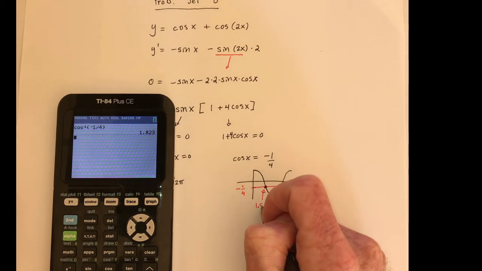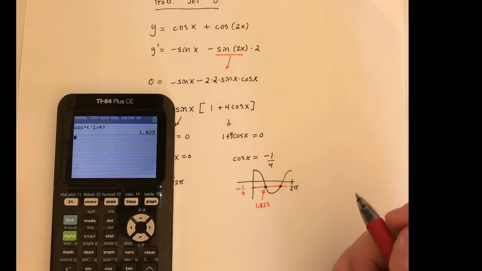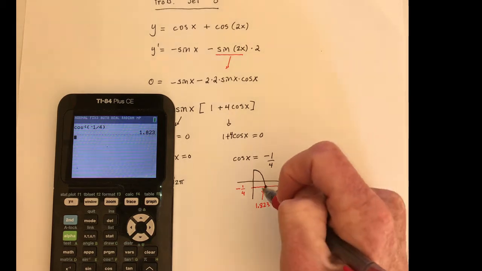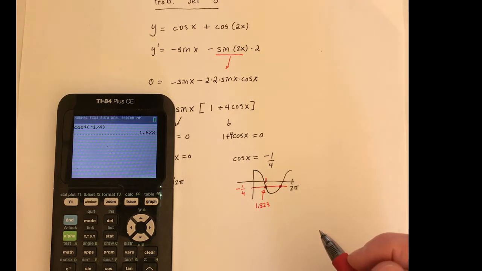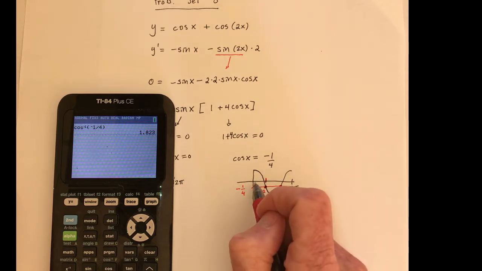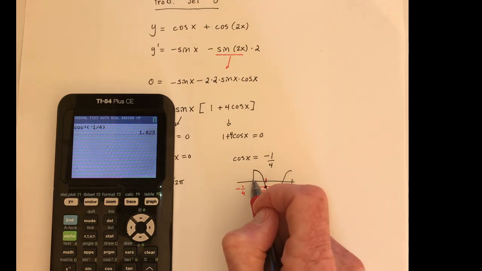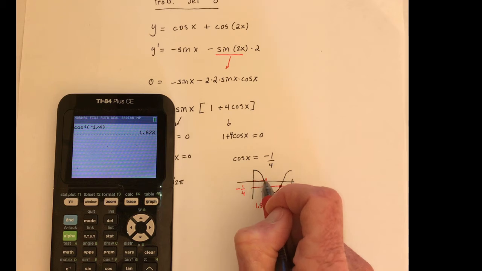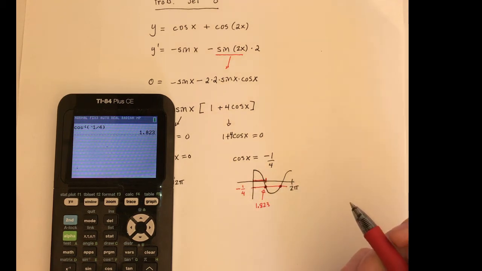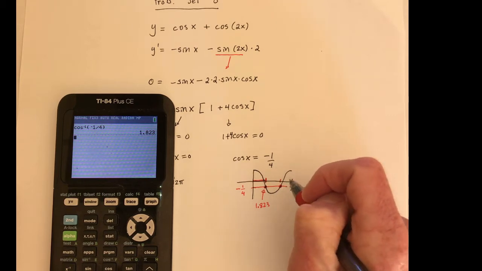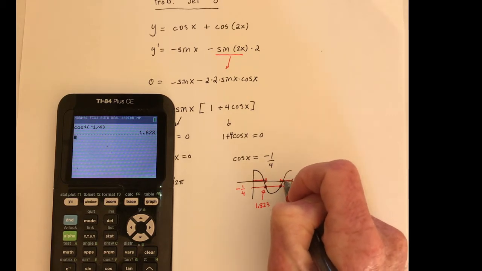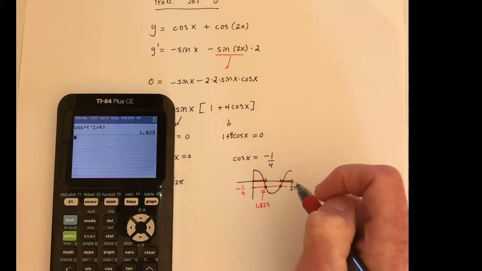1.823. Now that means that this x value right here is 1.823. And that means that the length from the beginning of the graph over to here, that length is 1.823. Because the graph is symmetric, over on the right side, this is the same length, 1.823.